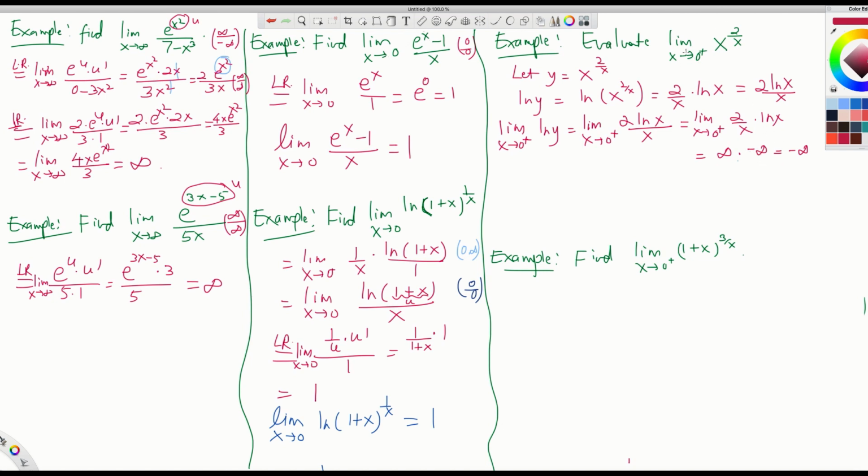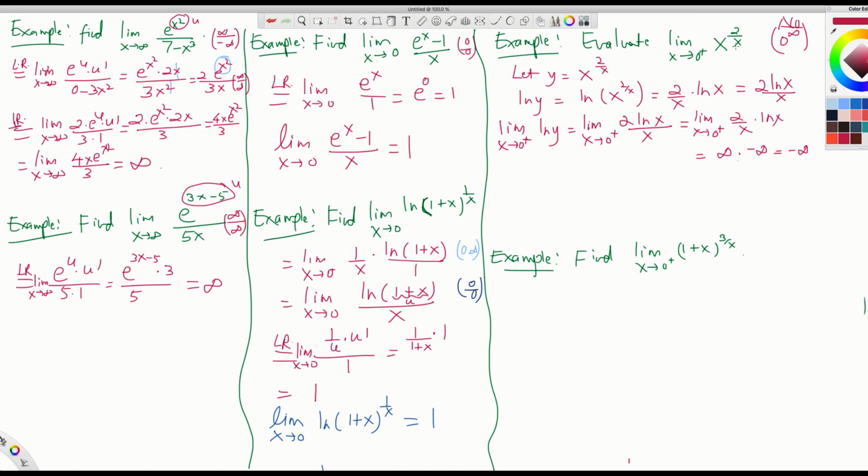You see that from here, if you plug in, what do you get? So basically you get 0 to the infinity. So 0 to the infinity is not an indeterminate form. If it was infinity to the 0, that would be an indeterminate form, but this is not.